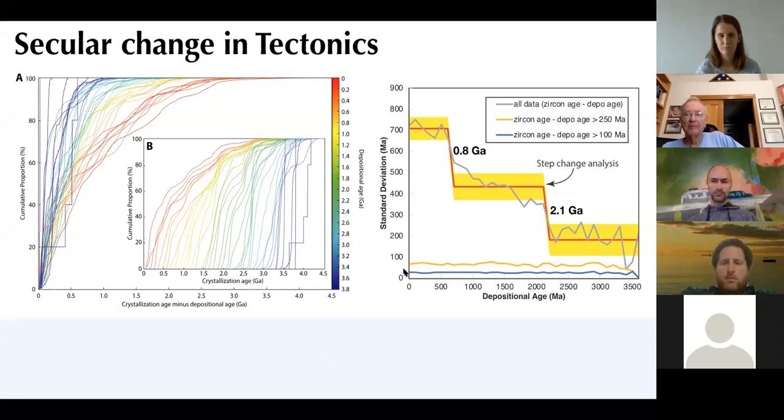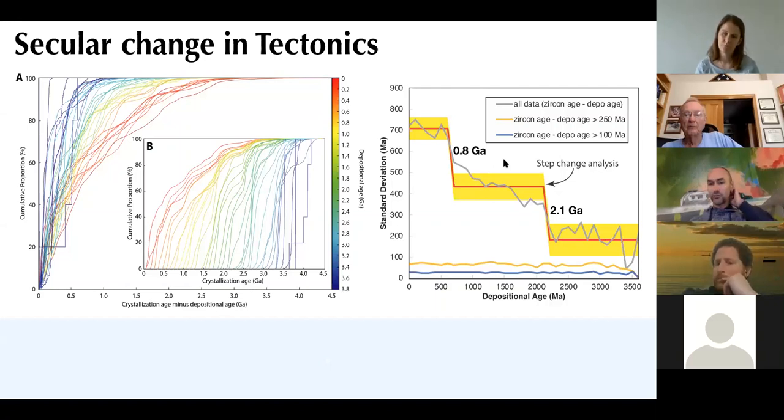But what's curious is, if you just look at all of the data, the standard deviations, I would like to propose that there are some steps in the data. Now, we've got just the raw data in gray, but I ran the raw data again in 100 million year bins through a step change analysis.